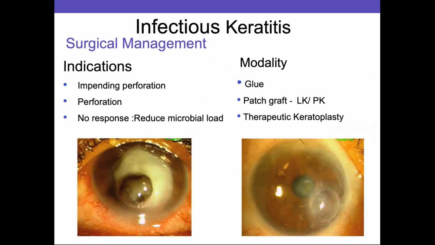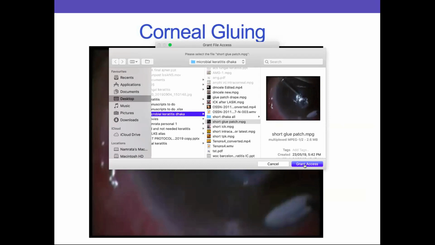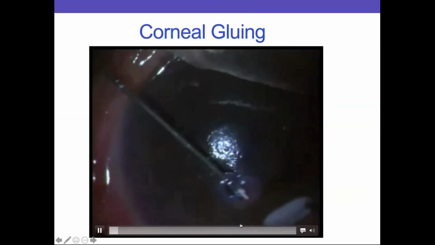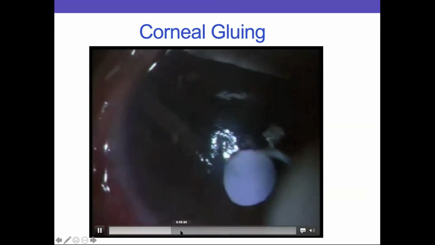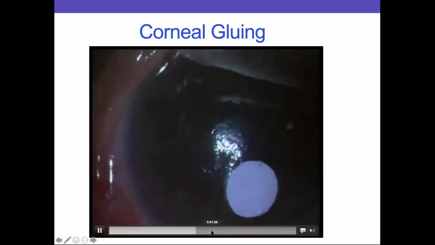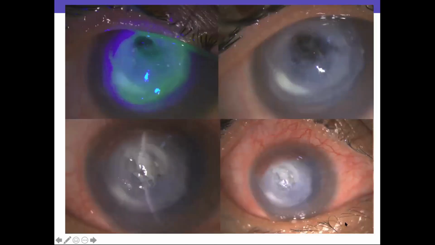And of course, the surgical treatment, if there's impending perforation, if there is a small perforation, then you will probably do a glue. So just put a cyanoacrylate glue there and a drape there, and then this is followed by a bandage contact lens, and this would heal over a period of time. So this is a large perforation which is healed on glue.